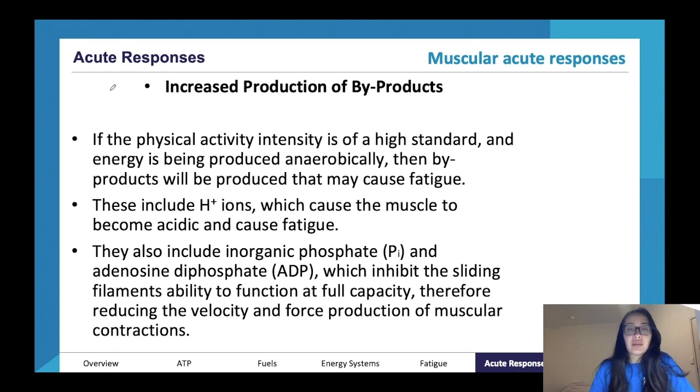Another muscular acute response is the increased production of byproducts. If the physical activity intensity is of a high standard and energy is being produced anaerobically, then byproducts will be produced that may cause fatigue. These include hydrogen ions, which cause the muscle to become acidic and cause fatigue.